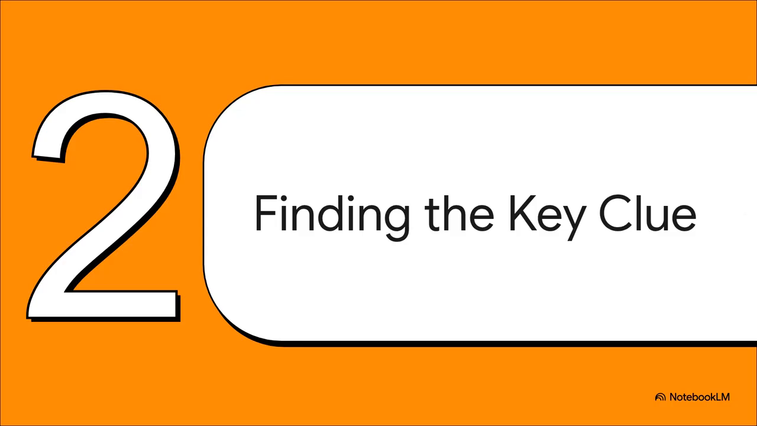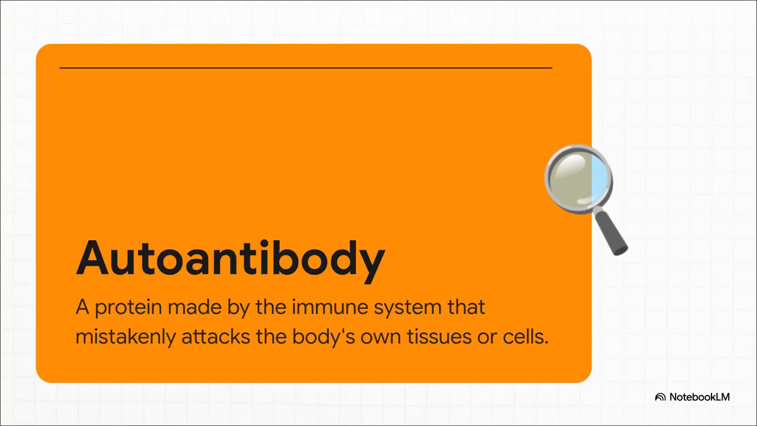So if the symptoms are such a mix and match, how in the world do you solve this puzzle? Well, it turns out you have to look for a very specific defining clue that's hidden in the patient's blood. But first, a super quick primer. In autoimmune diseases, the immune system makes these things called autoantibodies. The easiest way to think of them is like friendly fire. They're antibody proteins that are supposed to fight off invaders like viruses, but they get confused and start targeting the body's own healthy cells instead.